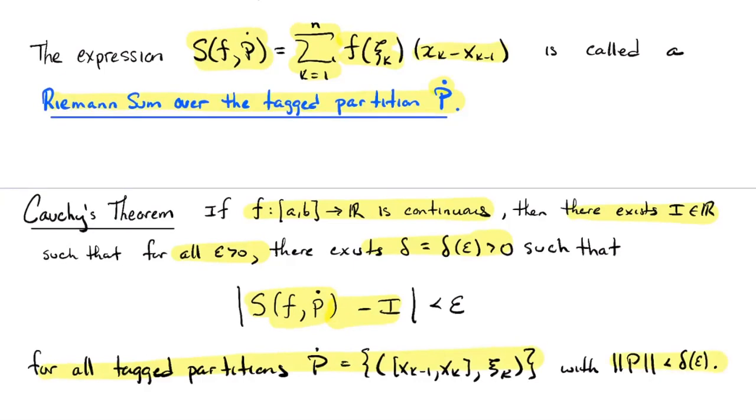So if f is a continuous function, once you choose epsilon, you can find some delta, so that no matter how you pick a tagged partition P dot, as long as its norm, the width of its widest subinterval, is less than this number delta, then that Riemann sum will differ from this number I by less than epsilon. So Cauchy's theorem says such an I exists. And I'm going to try to prove that to you here.